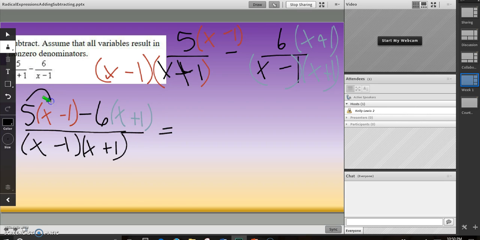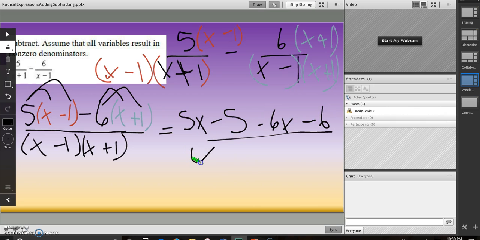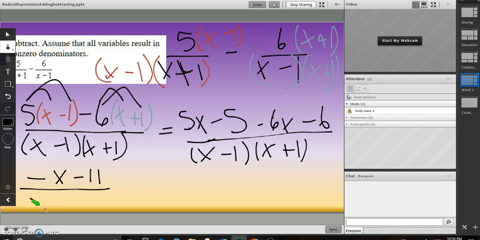All right, so I need to distribute this 5, and then I need to distribute that 6. So 5 times x, 5 times negative 1, negative 6 times x, negative 6 times 1, and then leave the bottom alone. Just kind of bring them along. And then let's see, 5x minus 6x, negative 1x, negative 5 and negative 6, negative 11. So negative 1.